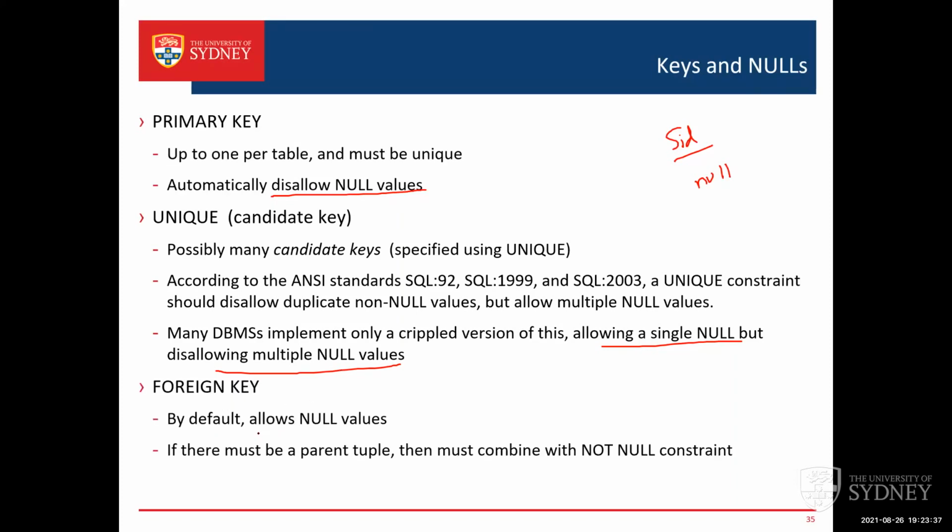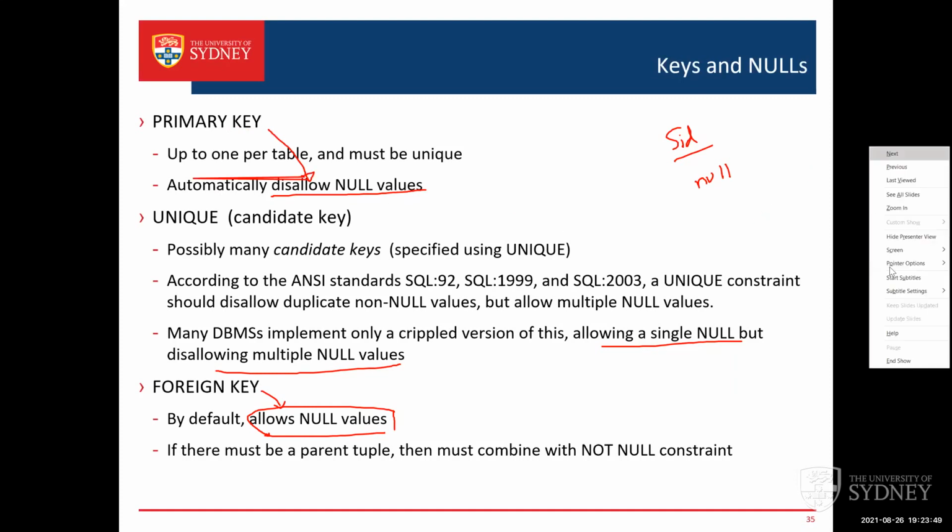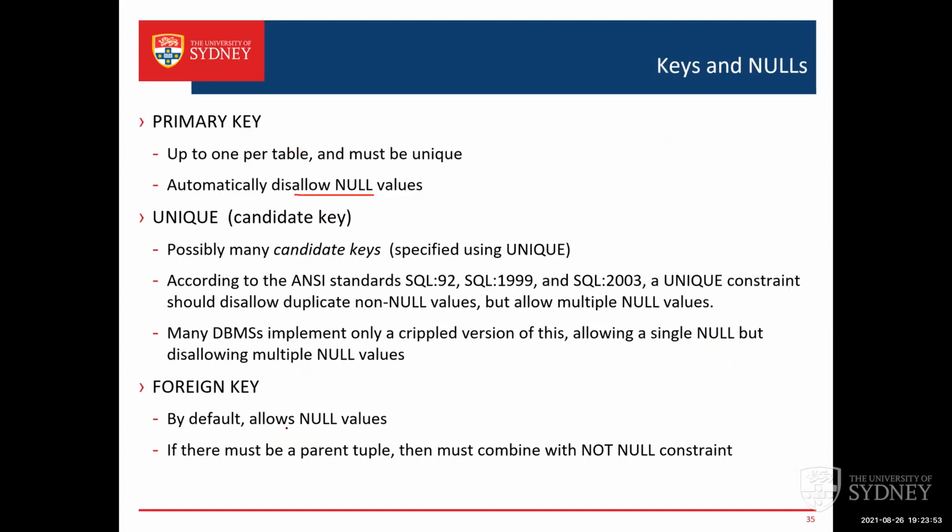Foreign key by default allows null value. So this is the main difference you need to remember. Foreign key allows null values, primary key disallows null values. That is the main thing I want you to remember. That will be very helpful. Sometimes we forget, that's why the system does not behave. PK disallows null value, foreign key allows null values.